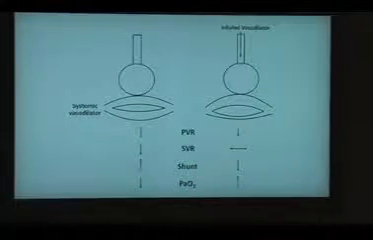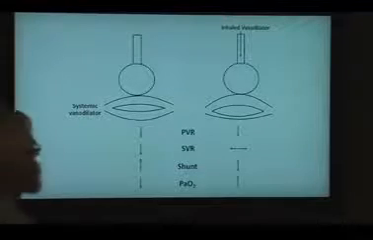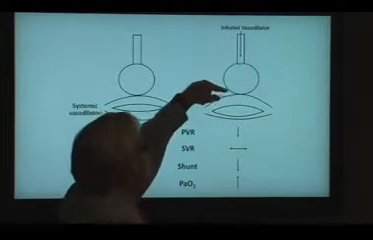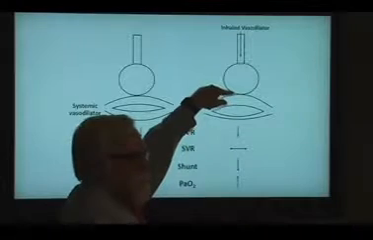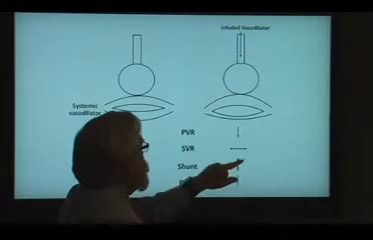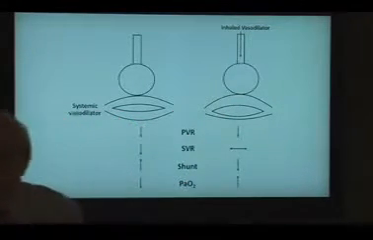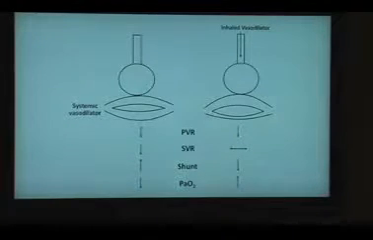So why is that the case with inhaled nitric oxide? Why does inhaled nitric oxide have a pulmonary vasodilatory effect, but not a systemic vasodilatory effect?